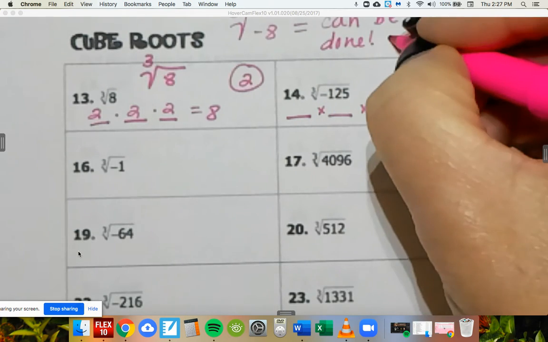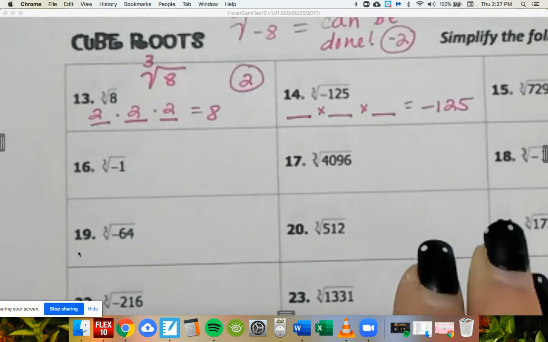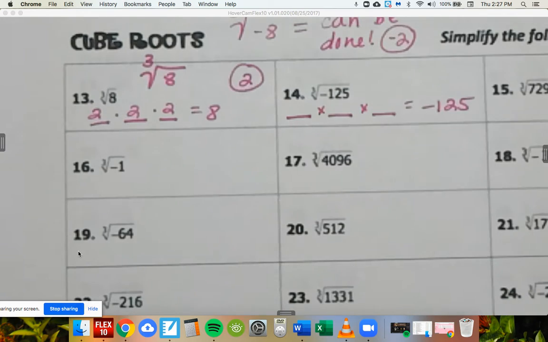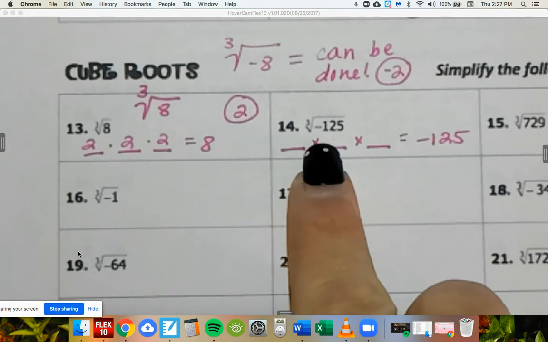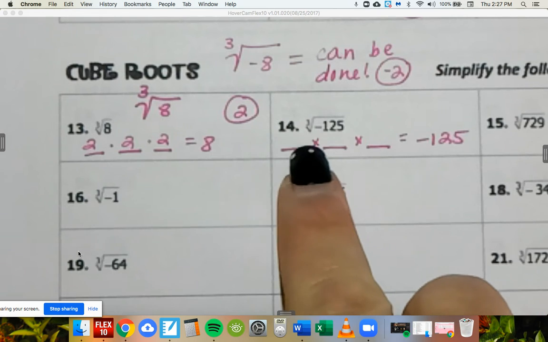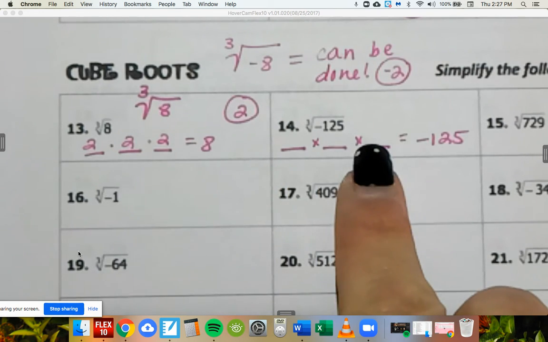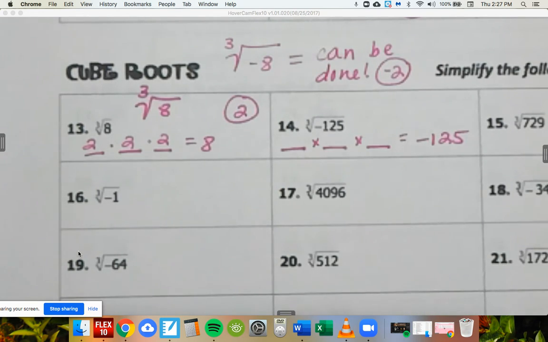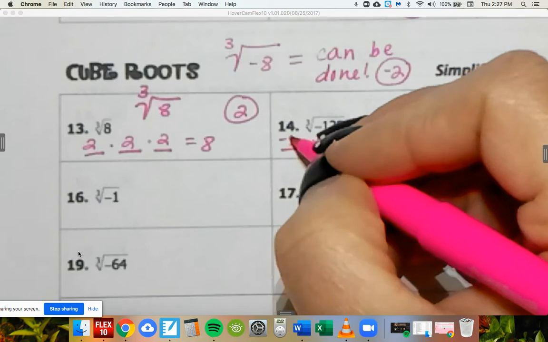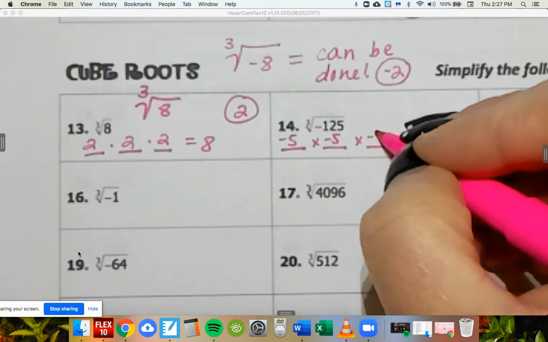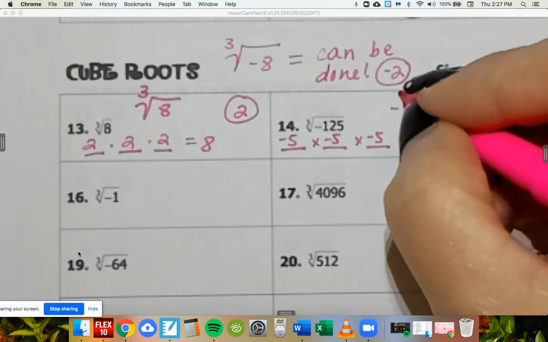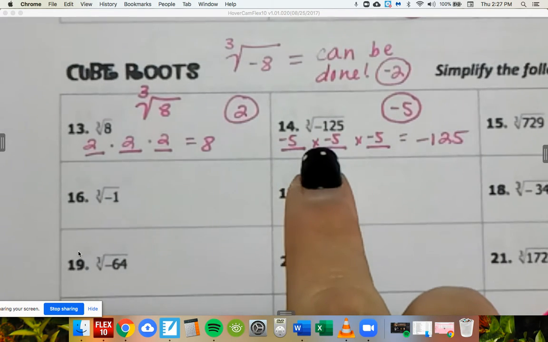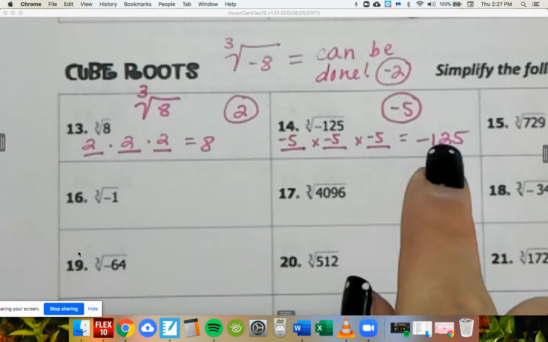And it happens to be a negative 2 in that example up there. So that one can be done. There you go. All right, so back to number 14 here. What number times what number times what number, all the same number, multiplied 3 times, would equal negative 125? Negative 5, and negative 5, and negative 5. So the cube root of negative 125 is negative 5. Right? Negative times negative is positive, times negative again is negative. See, it works.